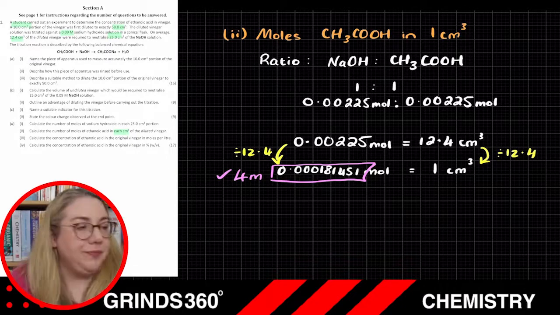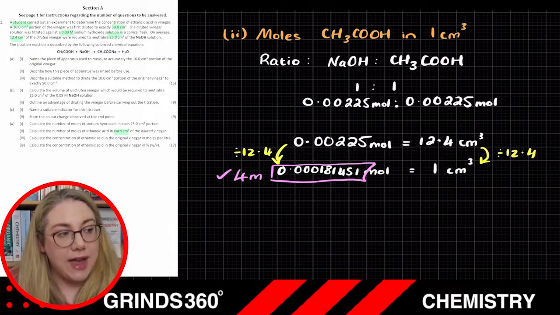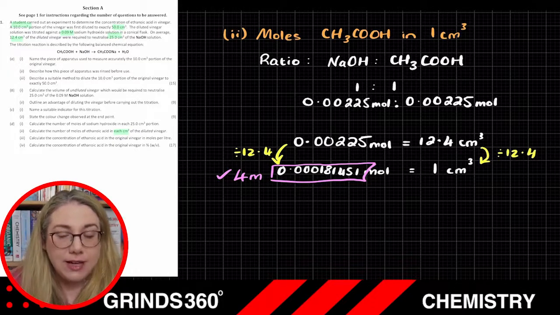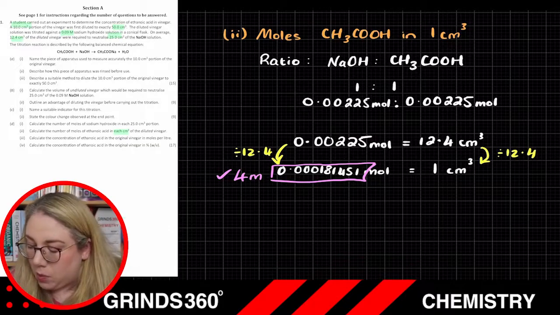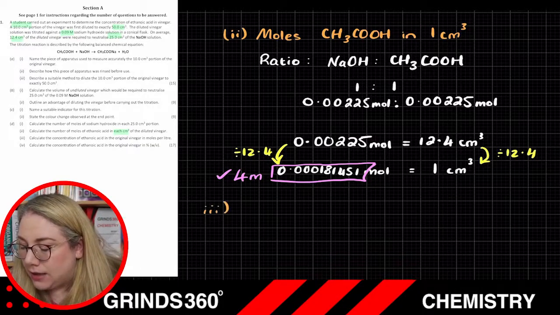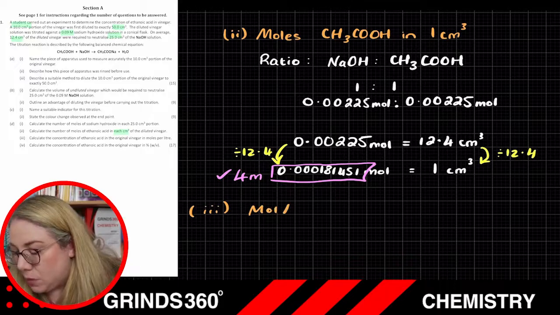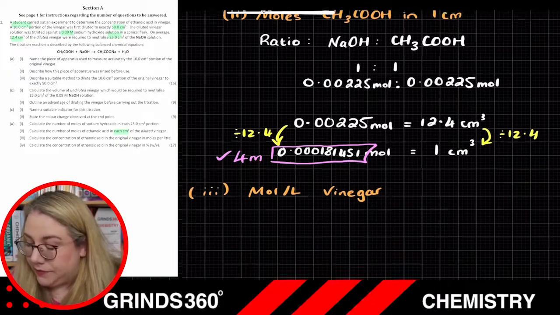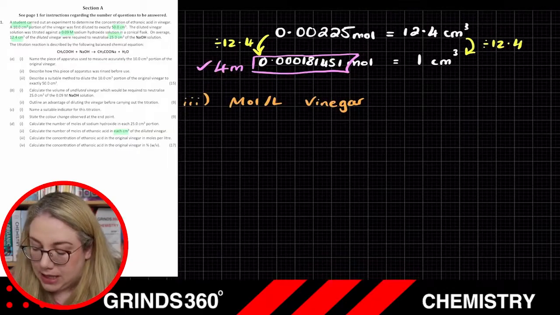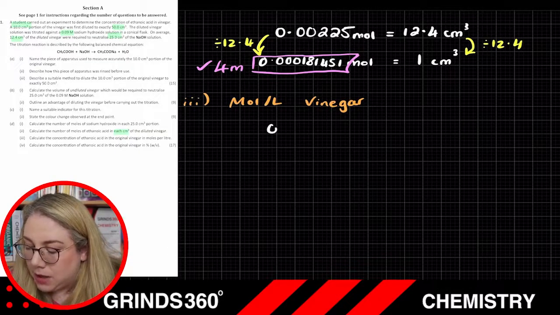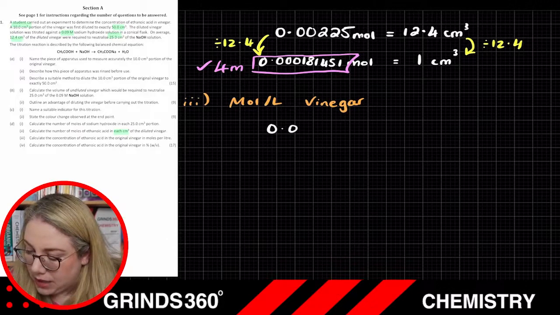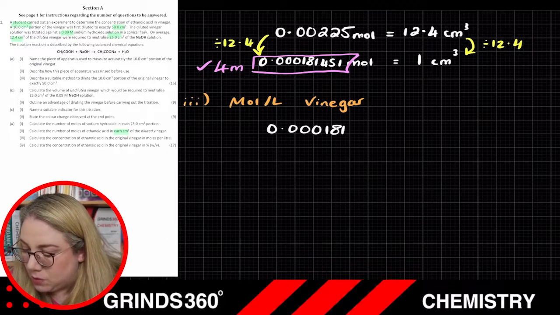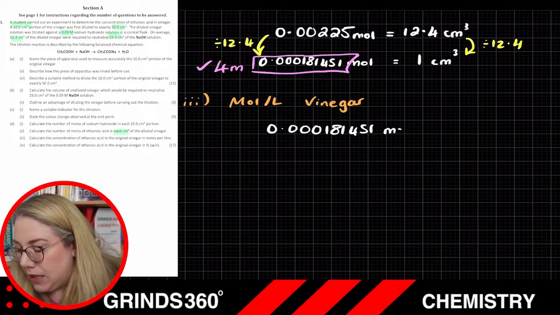Now, part 3. Calculate the concentration of ethanoic acid in the original vinegar in moles per litre. Now, what was added into the conical flask was the diluted vinegar. So we're going to find out what the concentration of that is first, and then we'll worry about the rest of it. So from what I calculated in the previous part, there is 0.000181451 moles in 1 centimetre cubed.